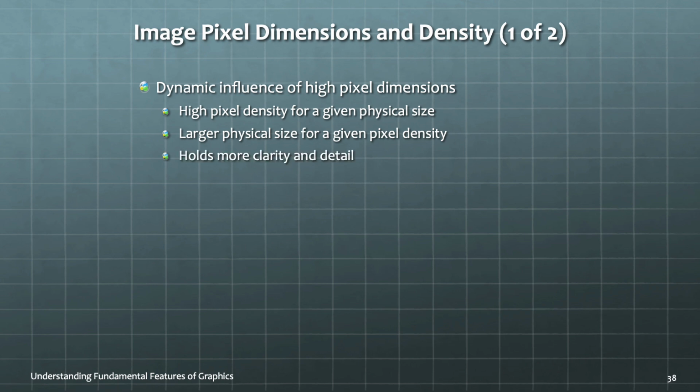What is the visual impact of higher pixel dimensions, whatever the pixel density or physical size? Well, it means that the image file has more information about the image and can therefore hold more clarity and detail. You always want to scan or take pictures with higher numbers of pixels if you have enough storage capacity. That is why there is such an arms race in mobile phone cameras to go to higher and higher megapixels in the camera.